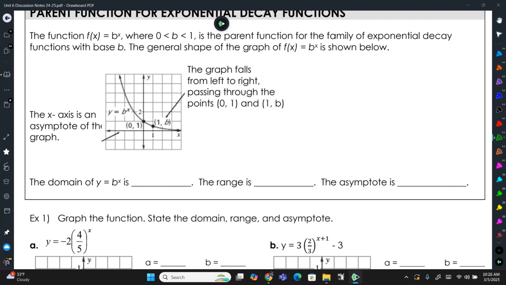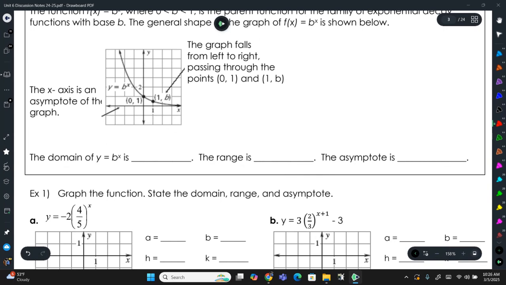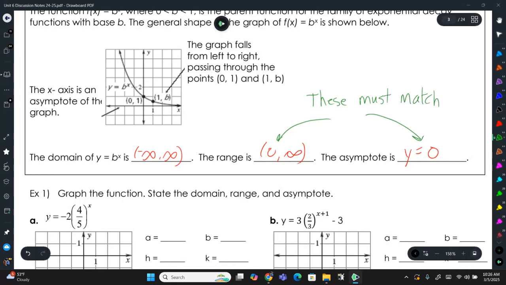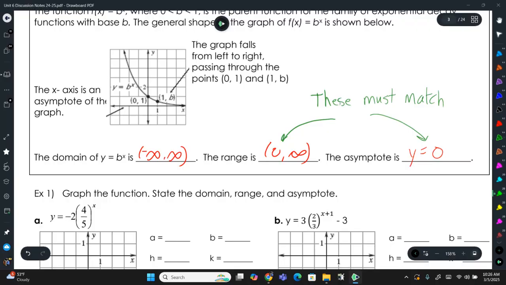We're still going to use the exact same points, except now we're going to have our b value be a fraction or decimal. So the domain is still negative infinity, infinity, and the range is still going to be 0, infinity unless we have a translation, and the asymptote is still going to be y equals 0. And again, when we have these functions, these must match: the asymptote and one coordinate of the range.